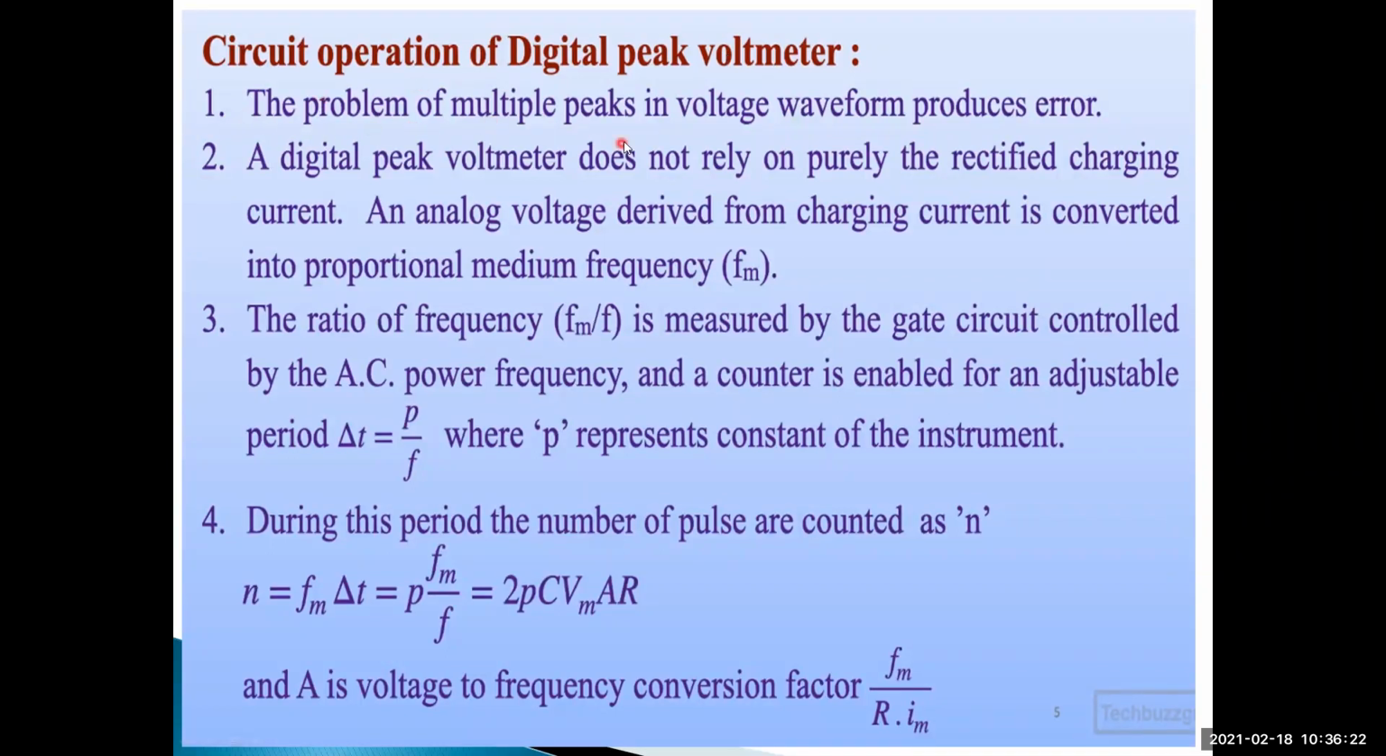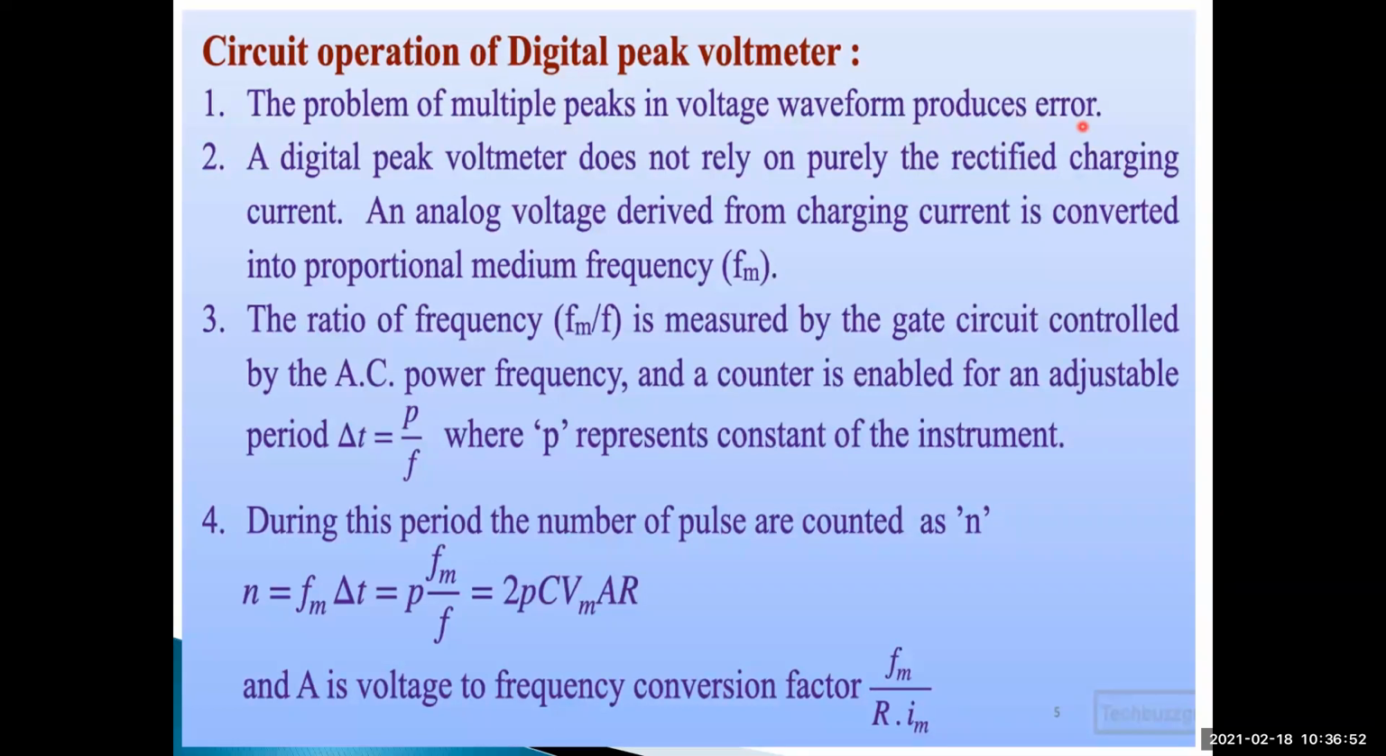The problem of multiple peaks in a voltage waveform produces error. This is one of the disadvantages of the digital peak voltmeter. It's clear. A digital peak voltmeter does not rely purely on the rectified charging current.